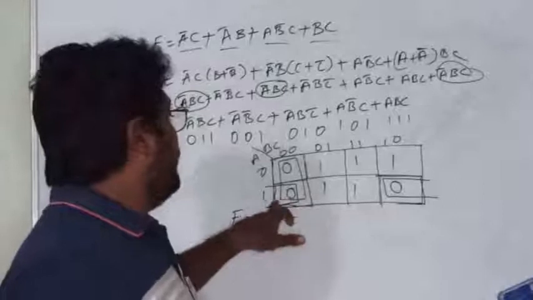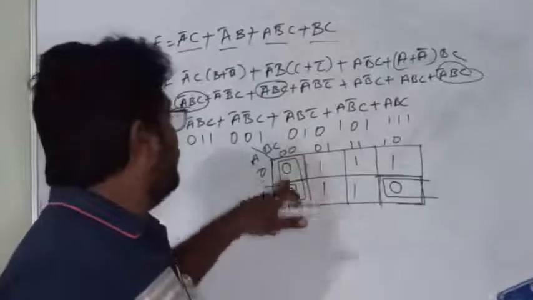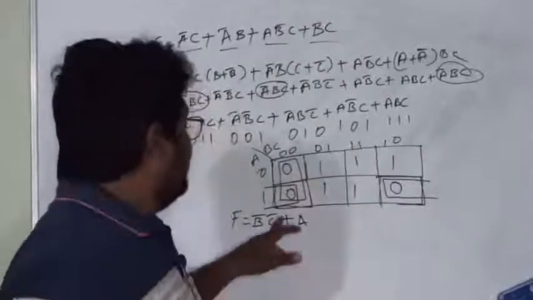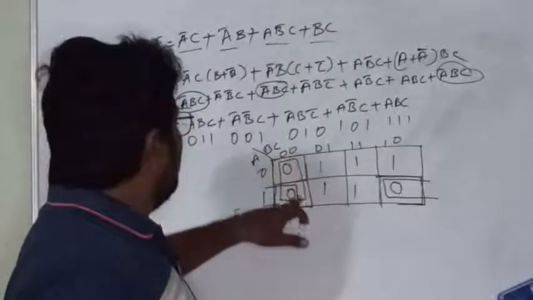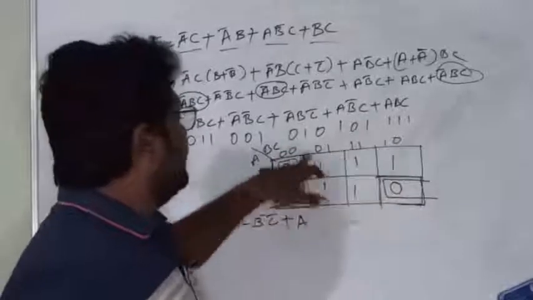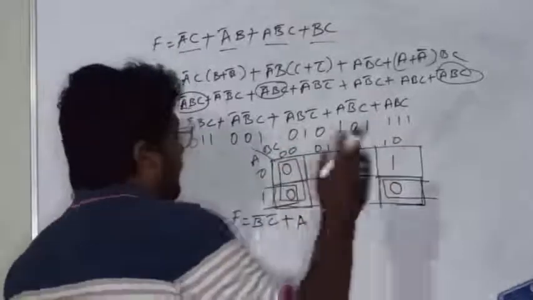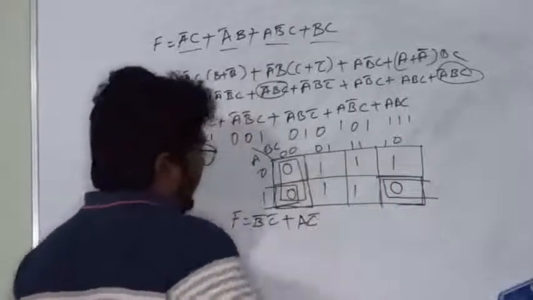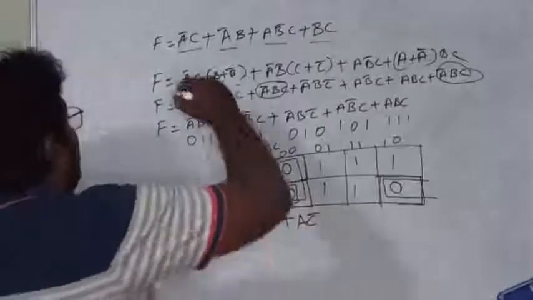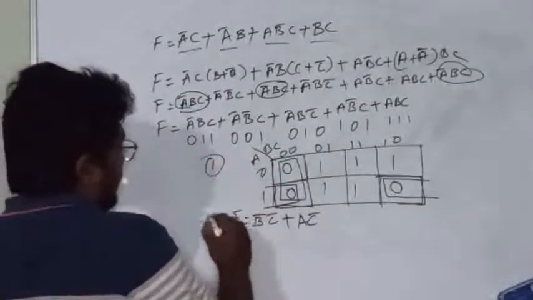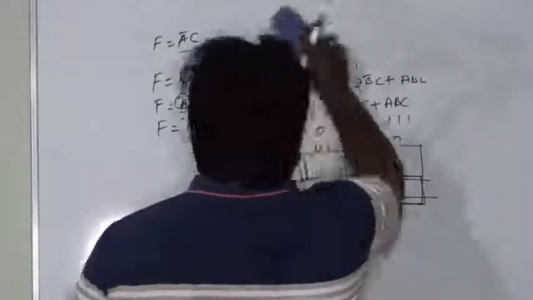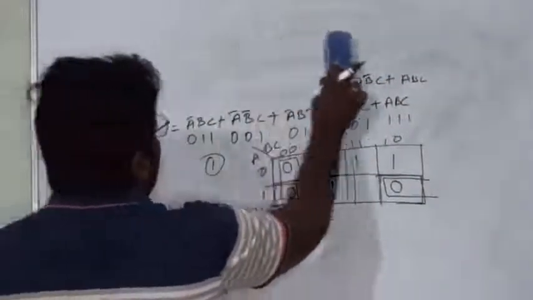Here for 1 0 and 0, A value is not changing, so it will be represented like this, A. Next for 0 0 and 1 0, here B value is varying, 0 and 1, so it will be eliminated, and finally I will be getting C complement. This is the first step, this is the second step, and finally we are left with the third step, right? So now let us see the third step.